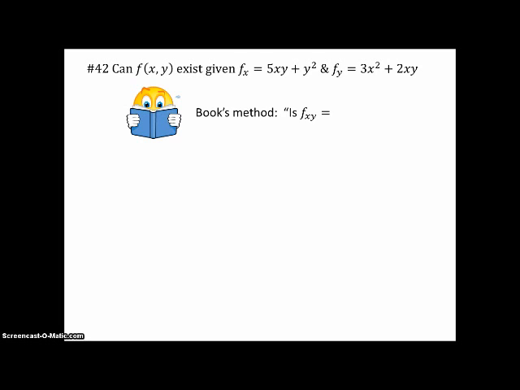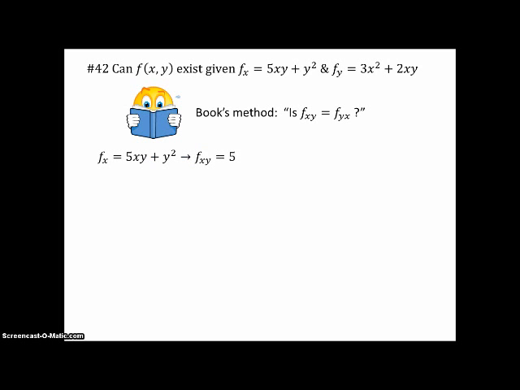Number 42. Can f of xy exist given these partial derivatives? In other words, did someone do a correct calculation, or is this just a lie? So the book's method is to compute the fxy and the fyx from these partial derivatives to see if they're the same, because obviously these are all polynomials, so all the derivatives should be continuous. And if so, then fxy should equal fyx.